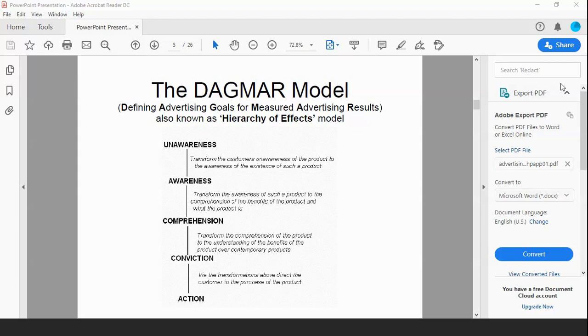So it starts with unawareness and then awareness and then comprehension and conviction and action. From unawareness to awareness, we first tell them that this product exists, then we talk about the details of the product. Now this is important, comprehension and conviction. Conviction means the firm belief that this idea, this thing works. So when we are talking about the product at length, it means that we are talking about the product's functionality. Therefore, comprehension and conviction is there. And then we have the call for action again, the same thing. So this is another model.